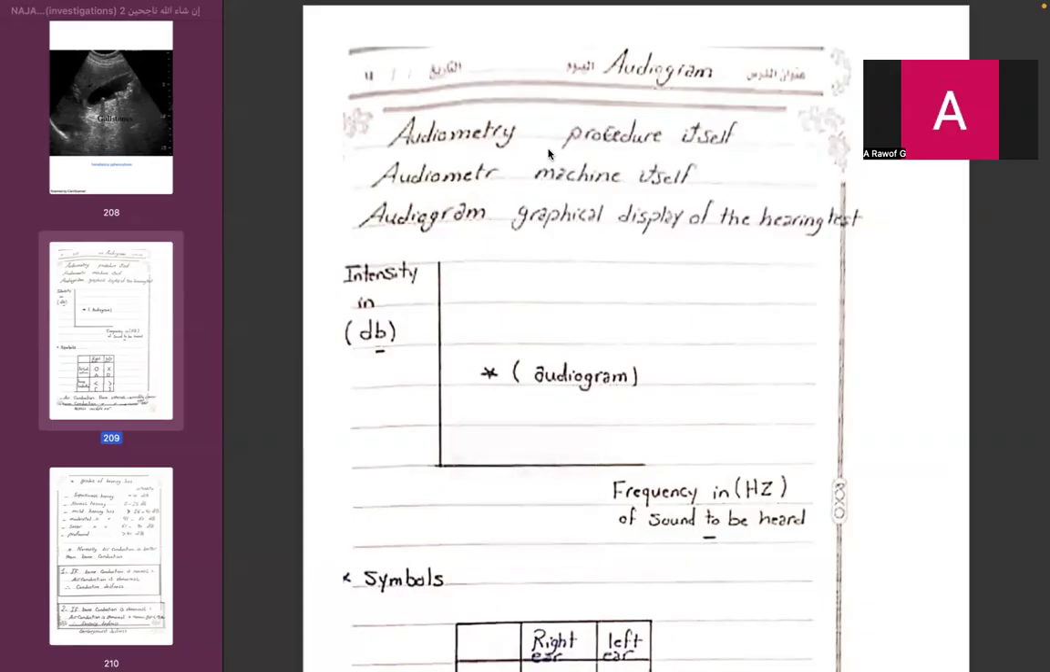So audiometry is the procedure of the hearing test. It is the procedure used to test the hearing. Audiometer is the machine itself. Audiogram is the graphical display of the hearing test.